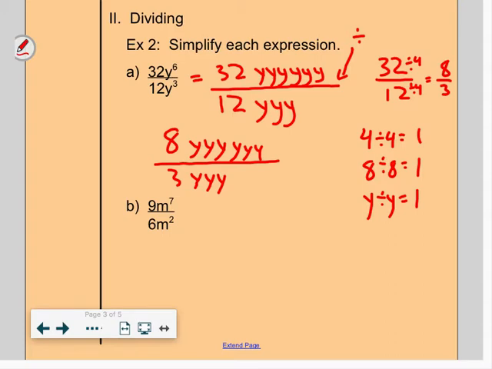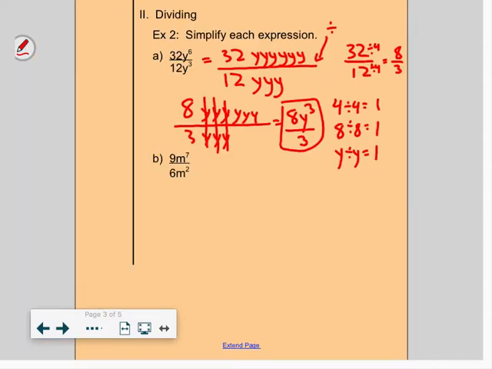So these y's in turn create a 1. They cancel. These cancel and create a 1. These cancel and create a 1. And what you're left with, once you cancel things out, is 8y to the 3rd all over 3, and you are done. Okay?